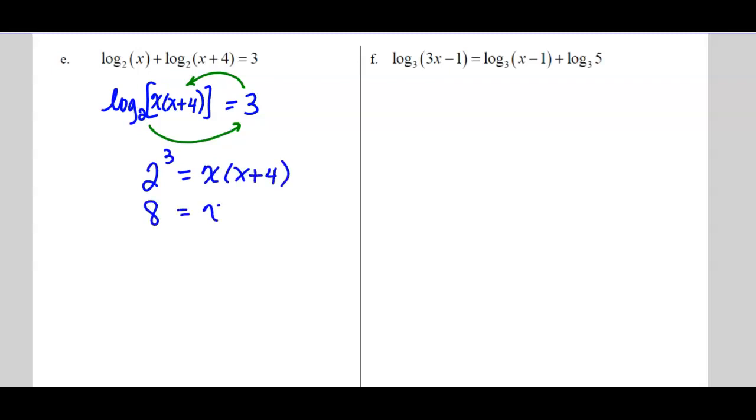And then expand. It's a quadratic, so get all the terms on one side. If you can't factor, then use the quadratic formula. Oh, wait, no.